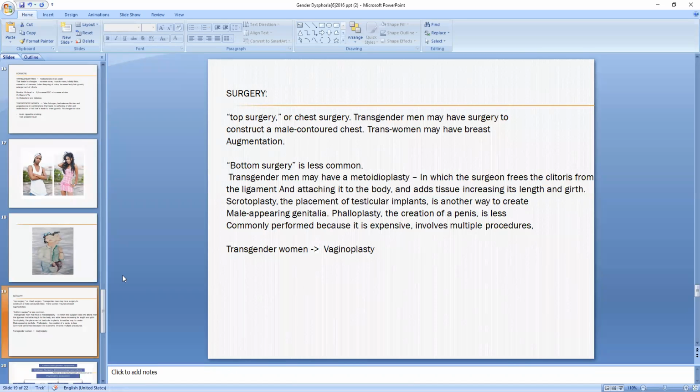Transgender men may have a metoidioplasty, in which the surgeon frees the clitoris from the ligament and attaches it to the body and adds tissue, increasing its length and girth. Second is scrotoplasty, the placement of testicular implants, in another way to create male-appearing genitalia. Third is phalloplasty, the creation of a penis, which is less commonly performed because it is expensive and involves multiple procedures. In transgender women, treatment is vaginoplasty.